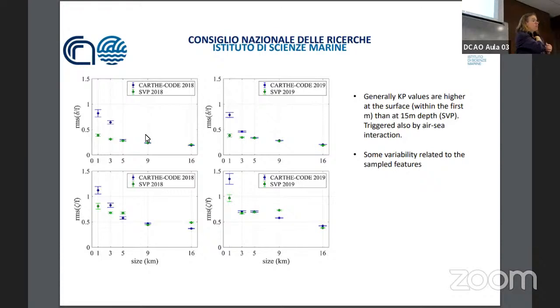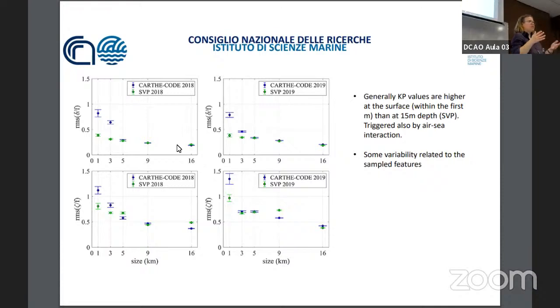This is another example of the kinematic properties variability based on an experiment in the Mediterranean Sea. In this case, we not only rely on surface drifters, so within the first meter, but we also have co-located observations of drifters at 15-meter depth. And so in this case, we can resolve both the scale variability, as we see the size of the triplet on the x-axis, but with the blue, we indicate the observation at the very surface, and with the green, we indicate the measurements at 15 meters.